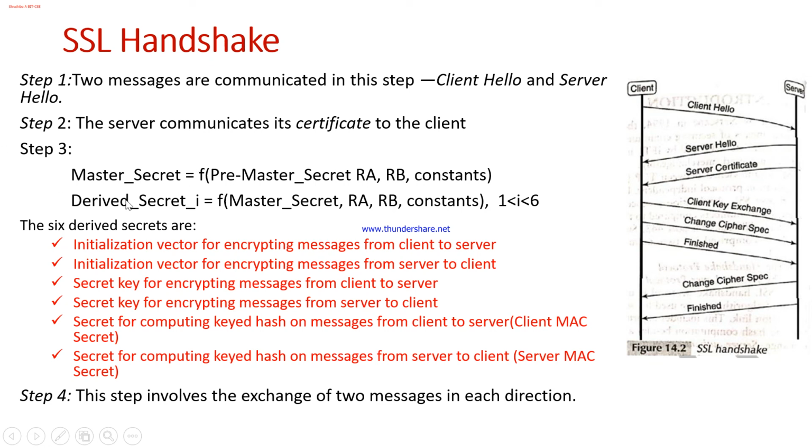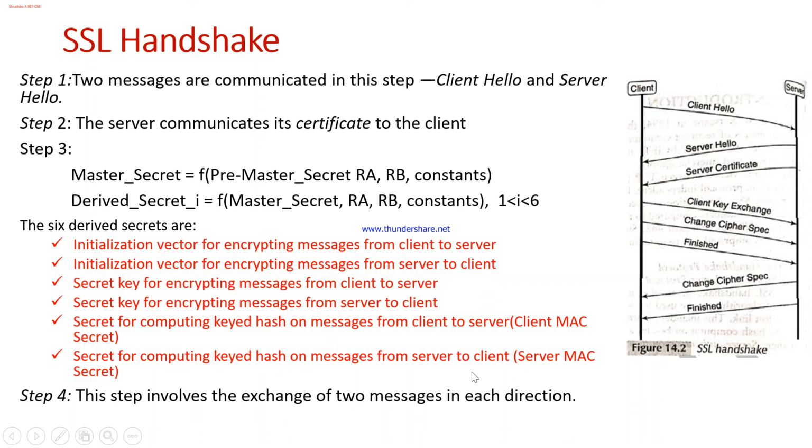Okay, so what exactly is derived from this master key later: the initialization vector for encrypting messages from client to server, the initialization vector for encrypting messages from server to client, the secret key for encrypting messages from client to server, the secret key for encrypting messages from server to client, the secret for computing keyed hash on messages from client to server, and the secret for computing keyed hash on messages from server to client. All these are derived from this one master secret, and that is how the master secret is used.